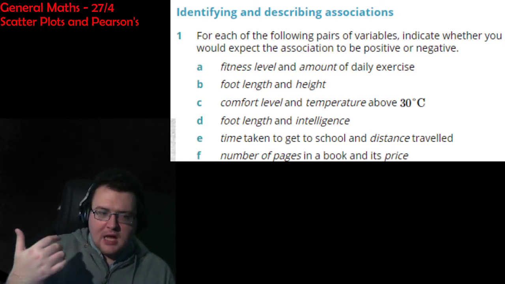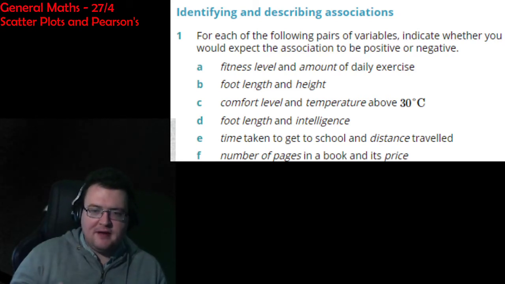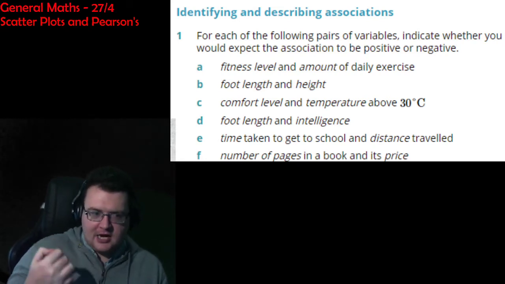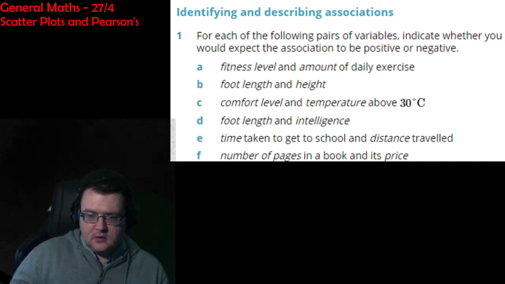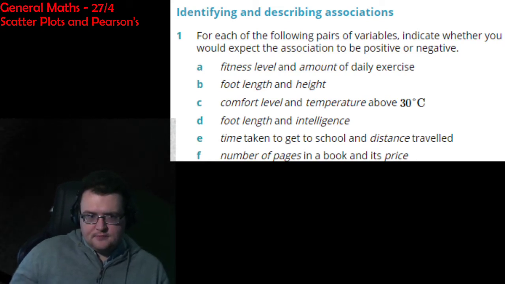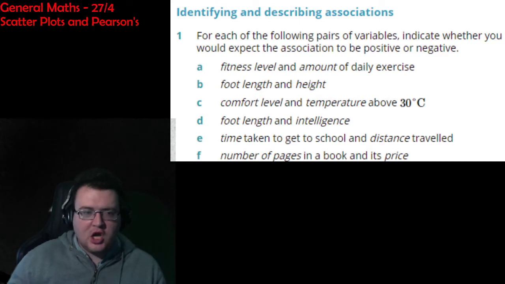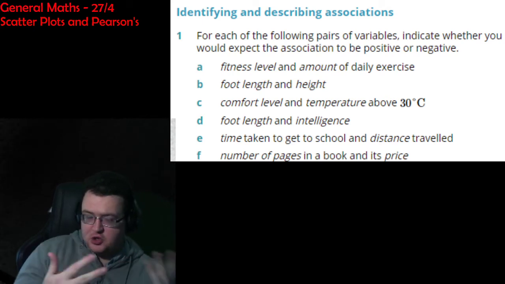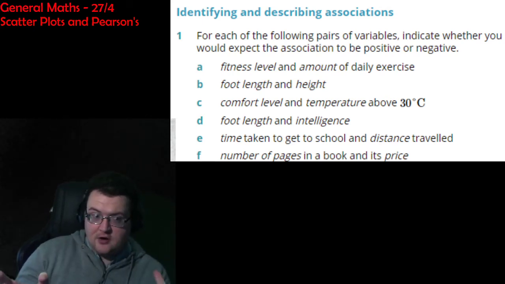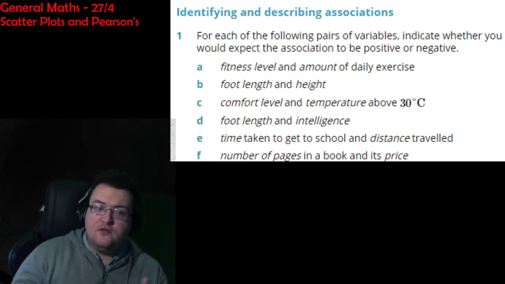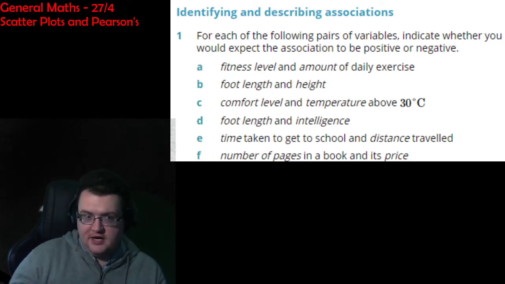Now, just because one thing doesn't control the other thing doesn't mean there can't be some sort of connection between them. For foot length and your height, is there going to be an association between them? Okay, there is going to be an association. It might be hard to decide which one controls which, but if you were to scatter plot it out, you would see a relationship between foot length and height. Generally, the taller you are, the bigger your feet are going to be.